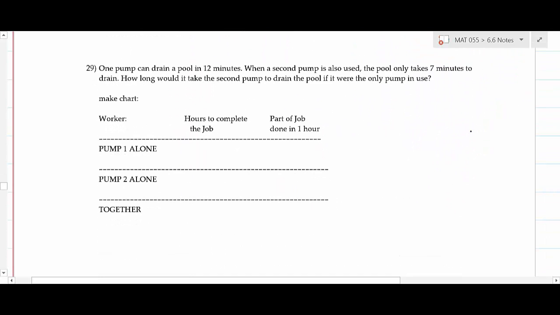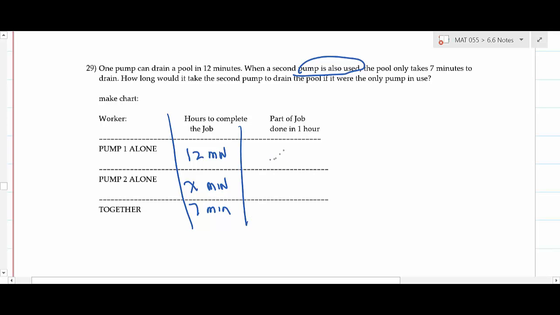The next one we had, this pump can drain the pool in 12 minutes. But then it says when the second pump's also used, so the 7 minutes goes there, and then the question is how much for the second pump alone. So it goes like that, okay? And then what goes here is you would have 1/12 of the job, 1 over x of the job, and 1 over 7 of the job like that. So your equation you should have had was 1/12 plus 1 over x equals 1 over 7, okay?